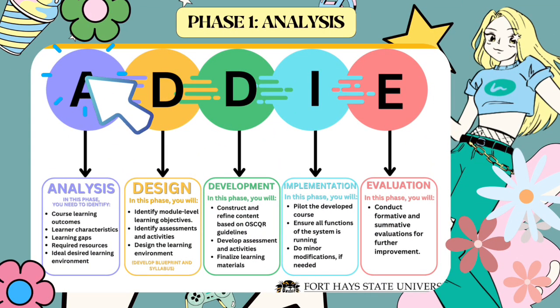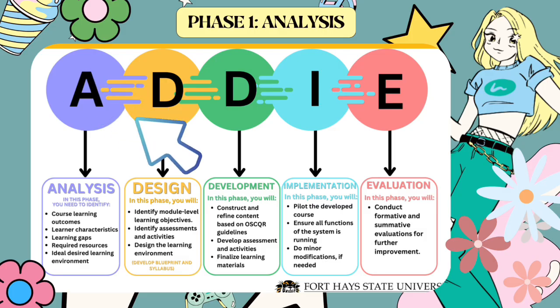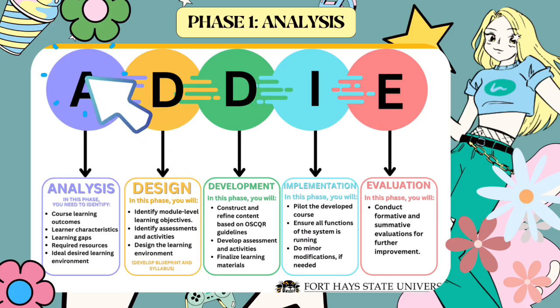The first phase is the analysis. During the analysis phase, the course developer identifies learning gaps, learner characteristics, and the learning environment to shape course outcomes. Understanding whether a course is online, hybrid, or face-to-face helps guide delivery and interaction.